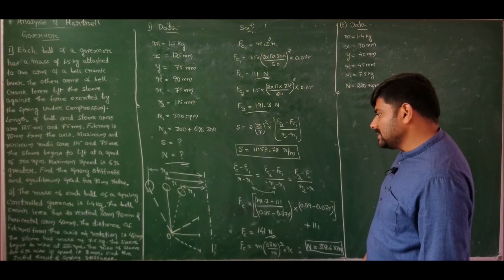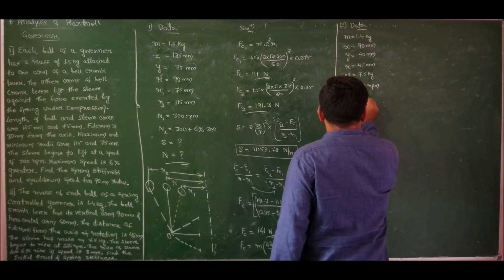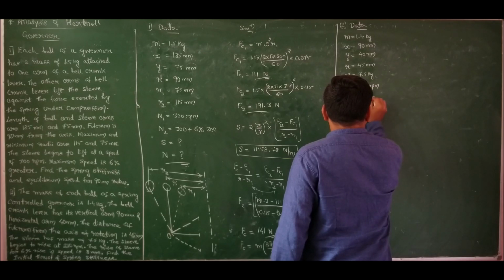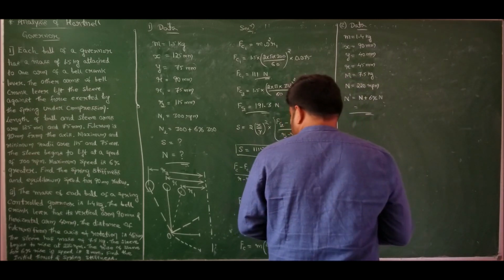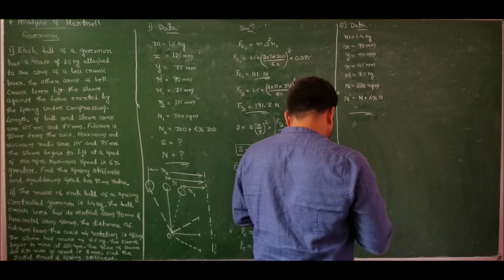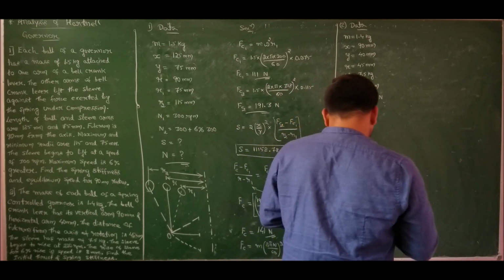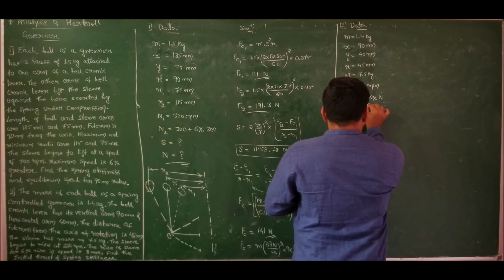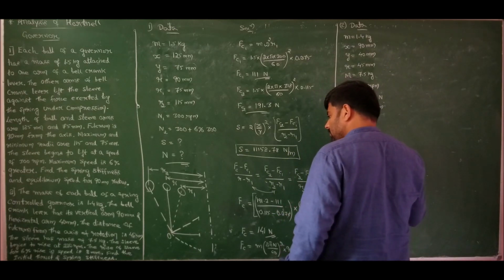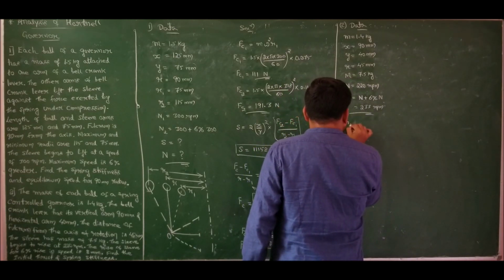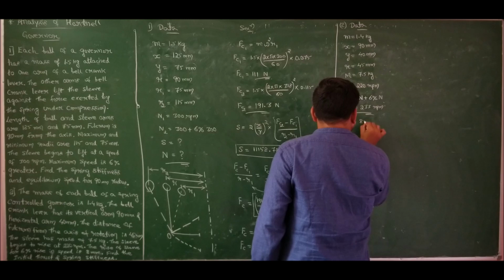Now a 6% rise in speed. So n dash is specified, that is 6% rise in speed, that is n plus 6% of n. How much is a 6% rise of speed? 220 plus 6/100 into 220, which is nothing but 233 rpm. For 233 rpm, the rise, that is h2, since it is moving up, is 8 millimeters.